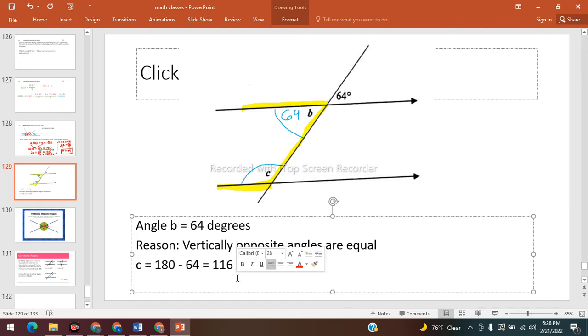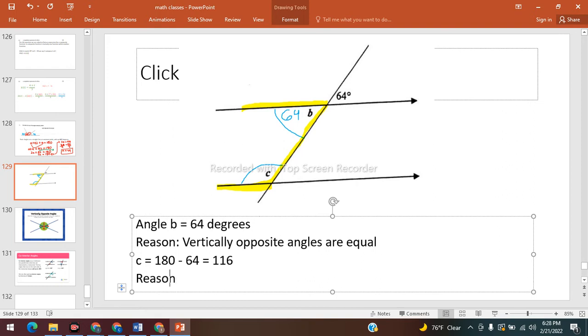Oh, we didn't write the reason. So the reason is co-interior angles. Mr. Petit, yes. Add up to 180 degrees. All right, that's the reason. Co-interior angles add up to 180 degrees.